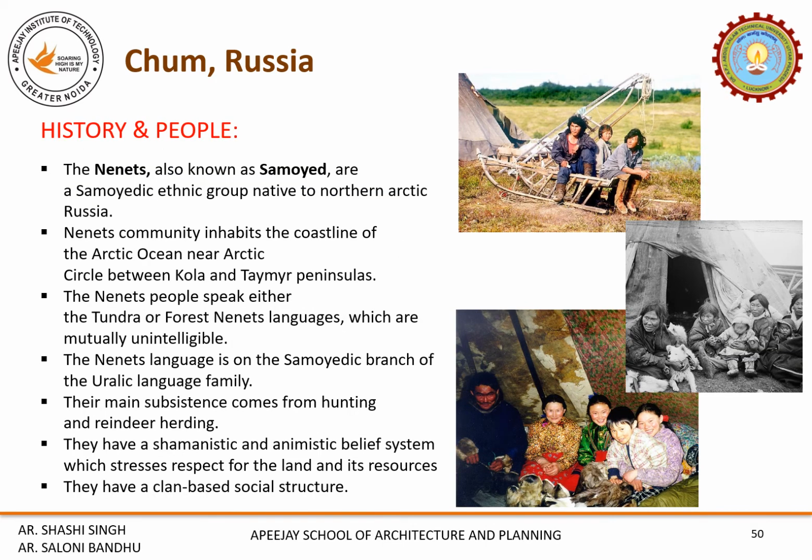Talking about the history and people, Nenets are a Samoyedic ethnic group native to northern Arctic Russia. This community inhabits the coastline of the Arctic Circle between the Kola and Taymyr Peninsula. These people speak the Tundra or Forest Nenets language. Their main subsistence comes from hunting and reindeer herding. They have a shamanistic and animistic belief system which stresses respect for the land and its resources. Also, they have a clan-based social structure.